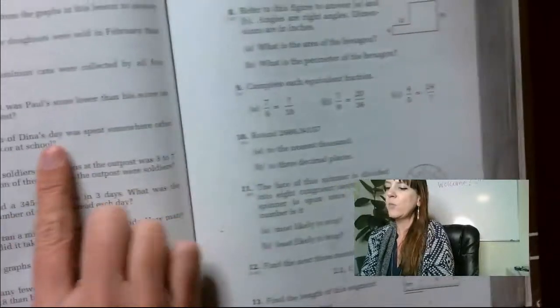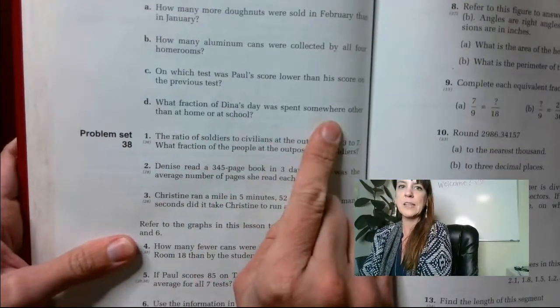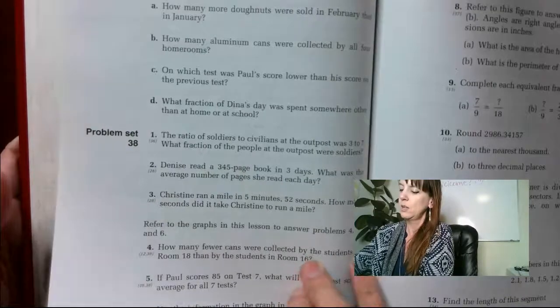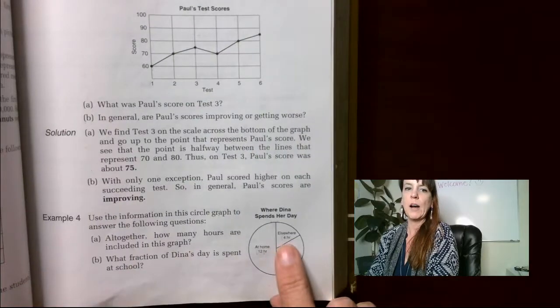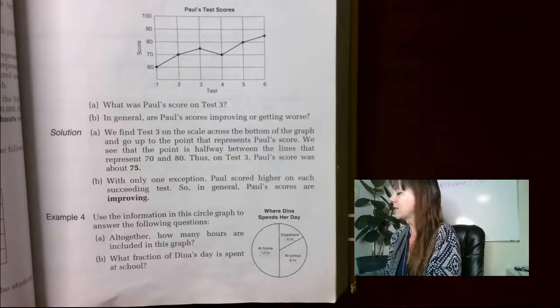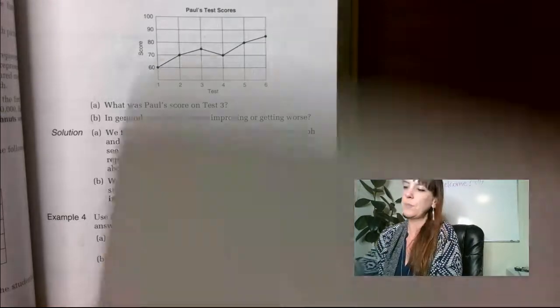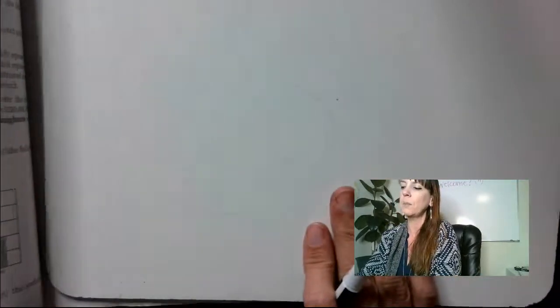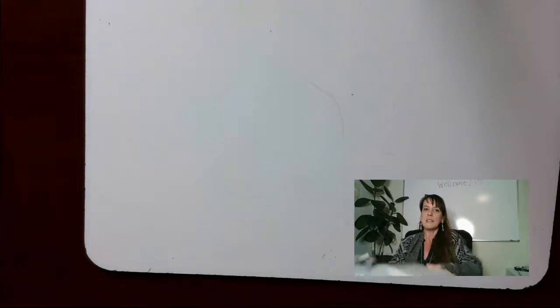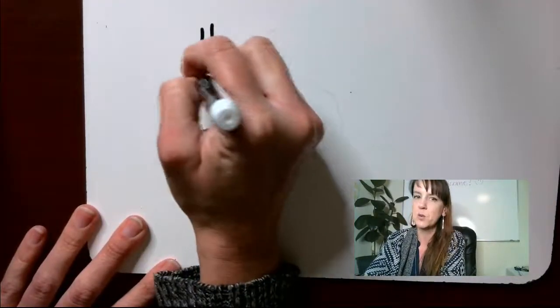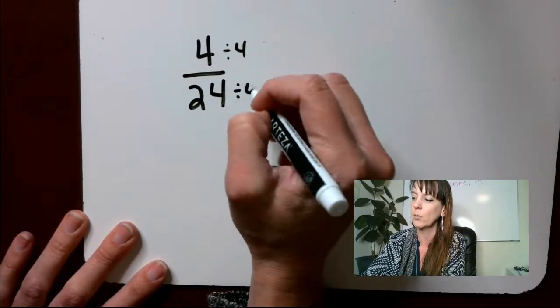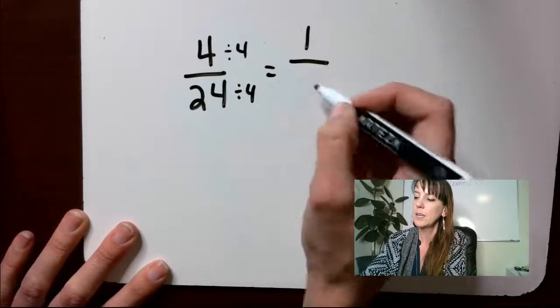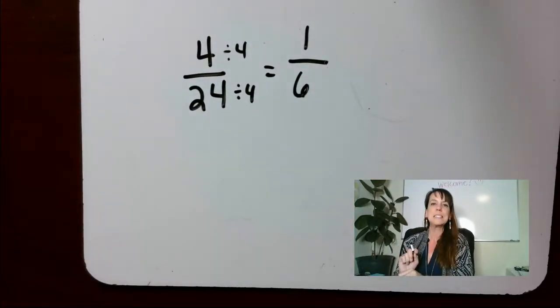All right, and then for D, what fraction of Dina's day was spent somewhere other than home or at school? Well, come and look at this. We see that it was 4 hours spent out of 24 hours elsewhere. So the way that we would write that would be 4 hours. Remember, our fractions are part over whole, right? So that one is going to be 4 hours out of 24 hours, but we always reduce our fractions. So if we divide this by 4, divide this by 4, we end up with 1 out of 6. So 1/6 of her day was spent somewhere other than home or at school.